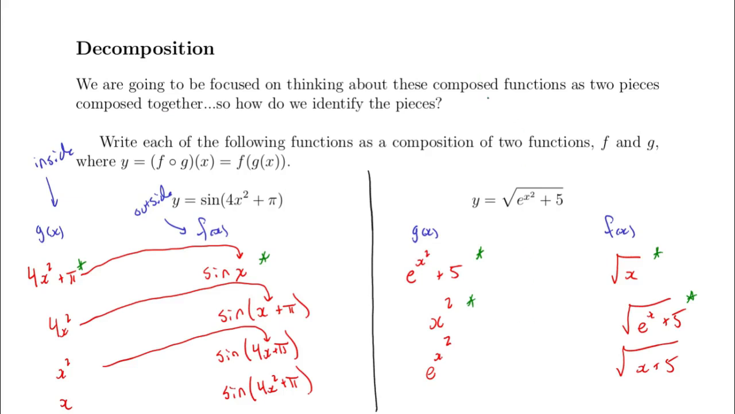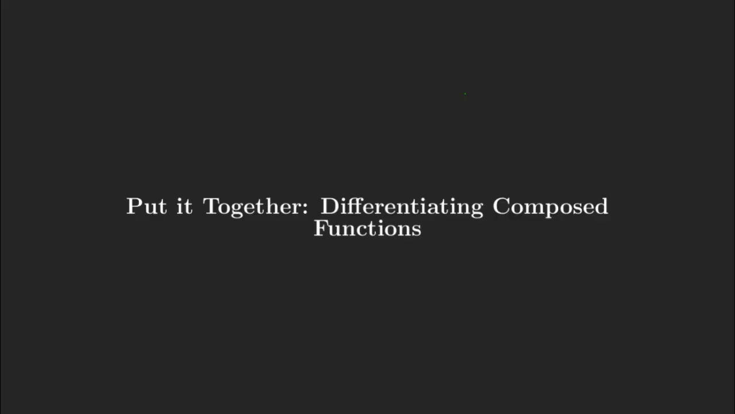All right, so this is how we're going to identify pieces. We will build up some good intuition for how to identify the inside pieces nicely. I don't want to say correctly, I want to say nicely, because there are multiple different ways that you can identify pieces like this, but some of them will work better than others initially. The nice part is that for the most part, our intuition will be really good. Okay, so let's put this stuff together and see if we can talk about differentiating composed functions.